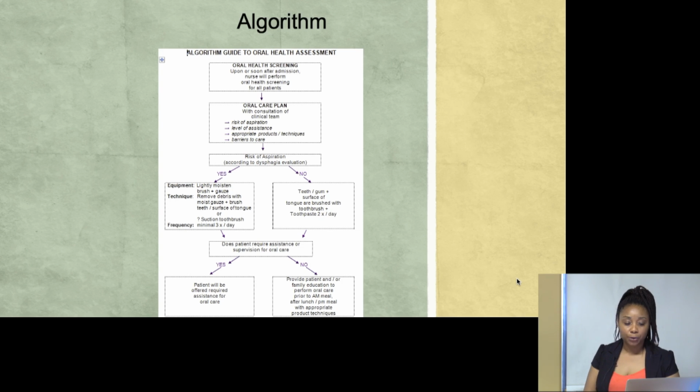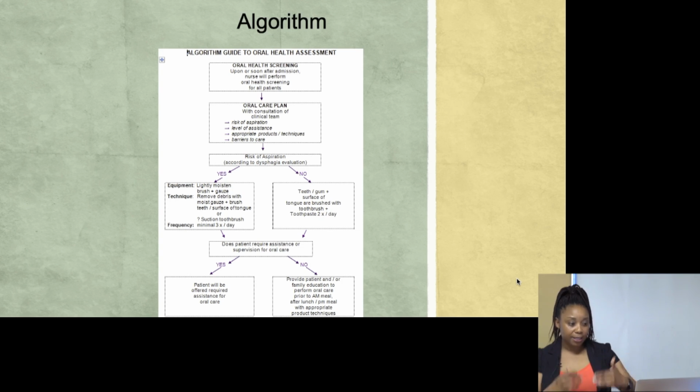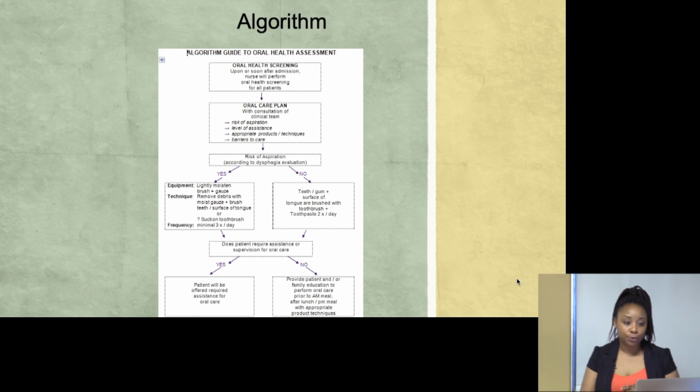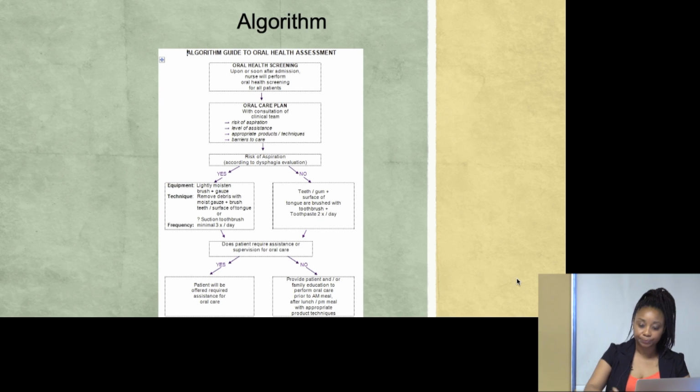So we do have our algorithm here. Basically, this is our protocol. This is something that helps and guides us in how to care for our patients after we've screened them and developed an oral care plan.